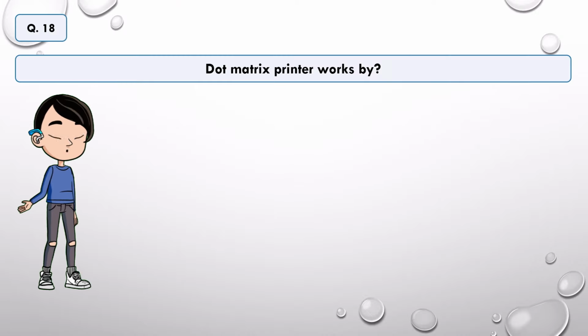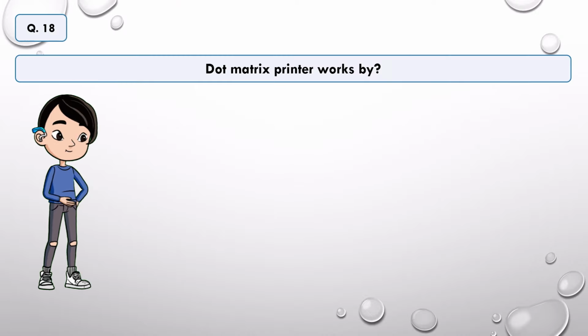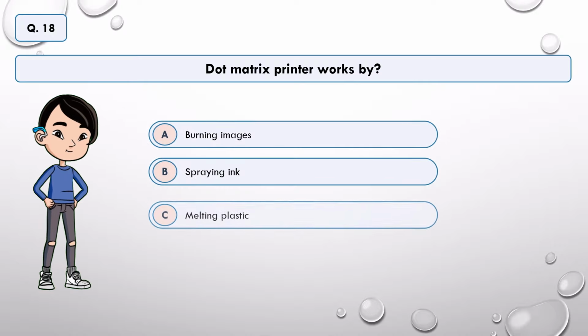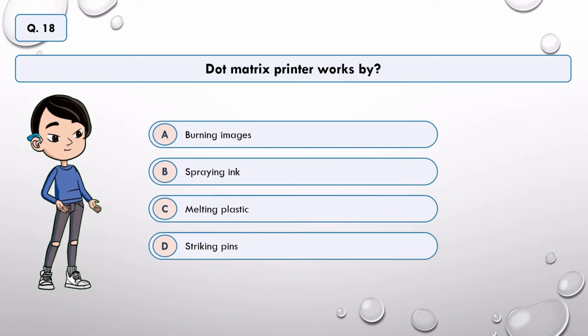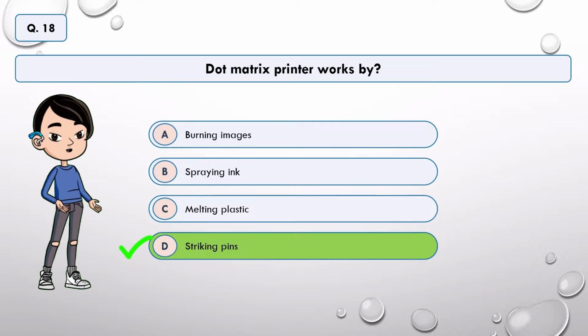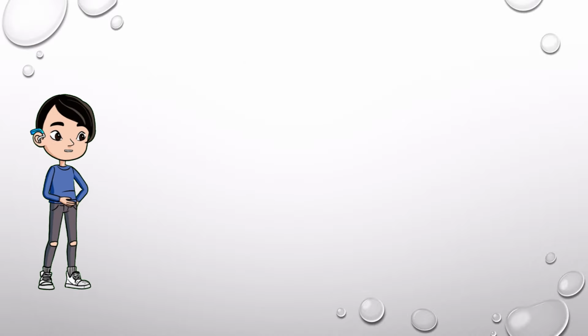Question 18. Dot matrix printer works by? Options are A. Burning images, B. Spraying ink, C. Melting plastic, D. Striking pins. Answer is striking pins.